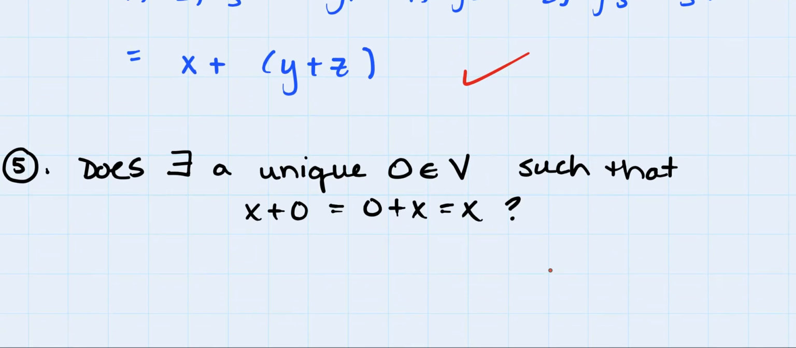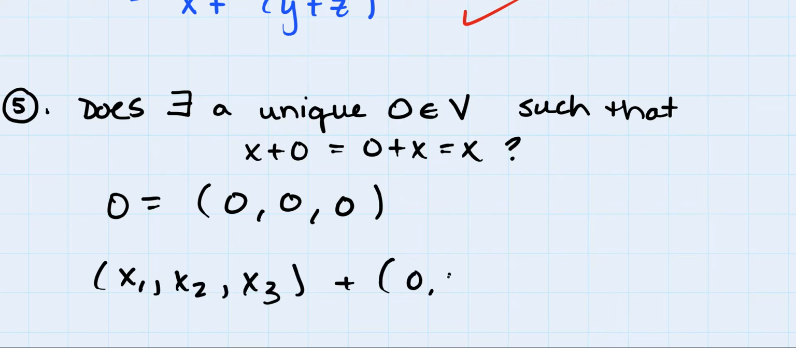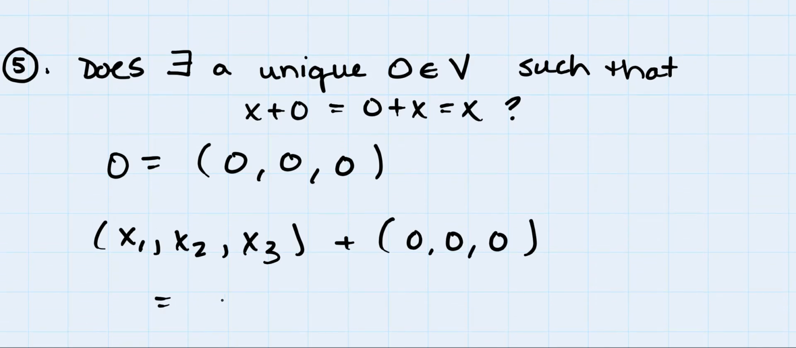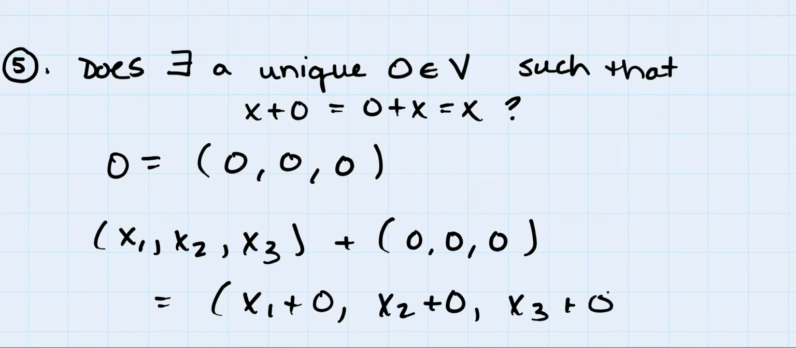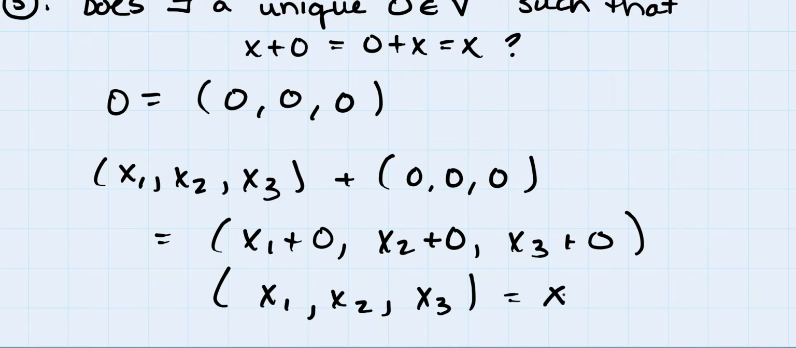The next property was there's a vector that we call 0, such that when we add 0 to any other vector, we get the vector x. So for example, in our space, 0 is this vector. So if we have x1, x2, x3, and we add the 0 vector, well, following the rules of vector addition, these are real numbers. Any real number plus 0 is that real number. And you do get the vector x.